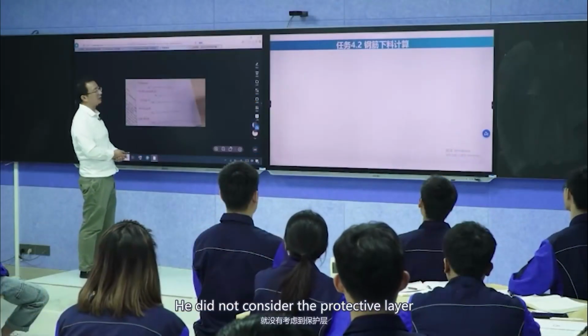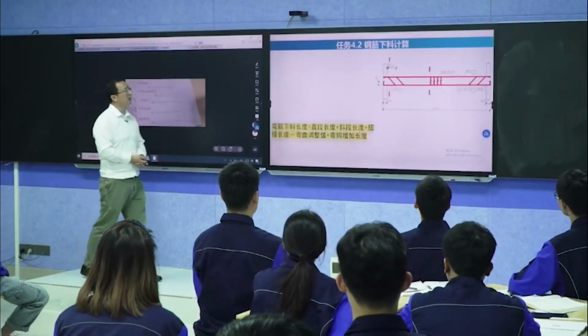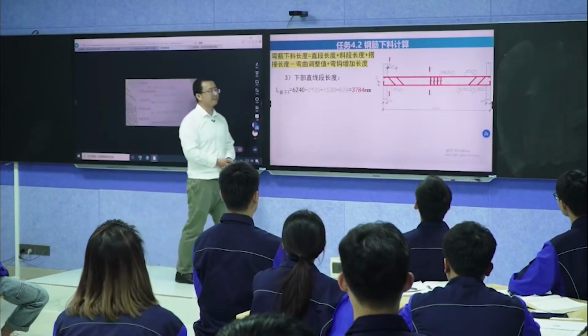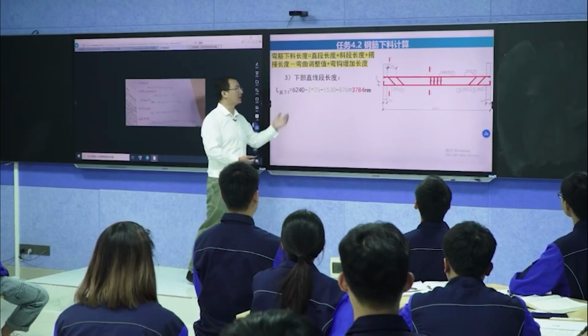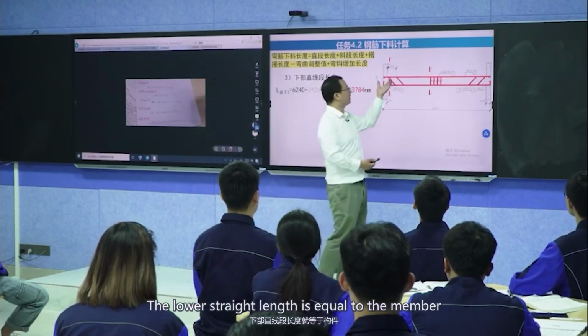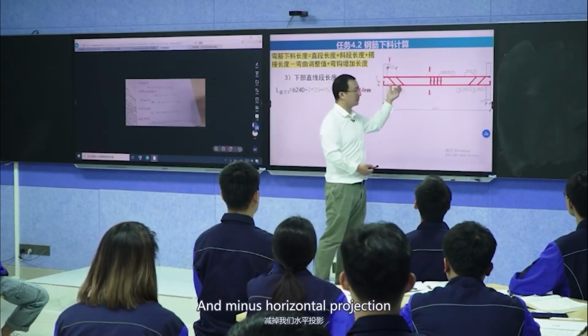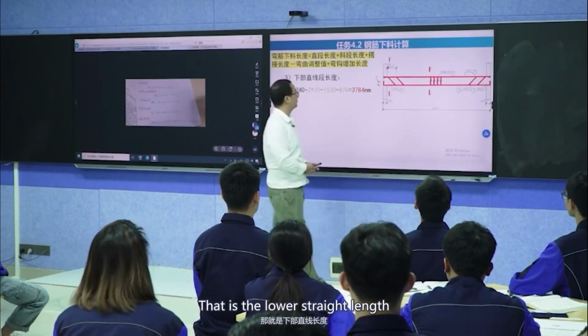He did not consider the protective layer. Let's again look at the lower straight length. As we calculated earlier, the lower straight length is equal to the member minus the straight length and minus horizontal projection. That is the lower straight length.